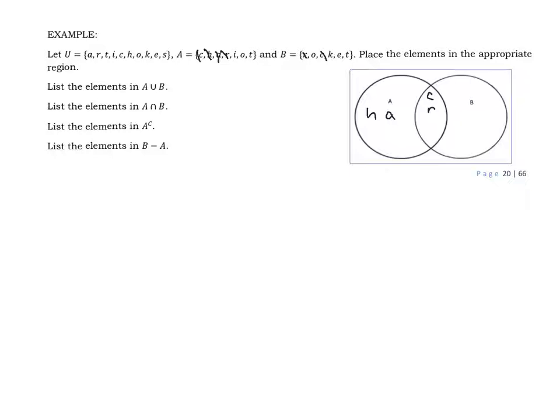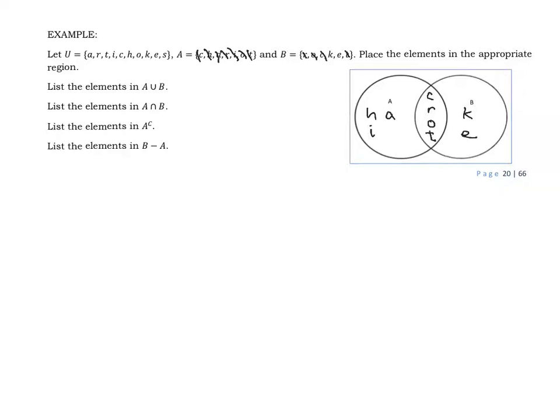How about I? Well, that's just in set A. How about O? Well, that appears to be in both. And then T also appears to be in both sets A and B. Well, that helps us out with set B because it looks like the only two elements that were not also in set A were K and E.